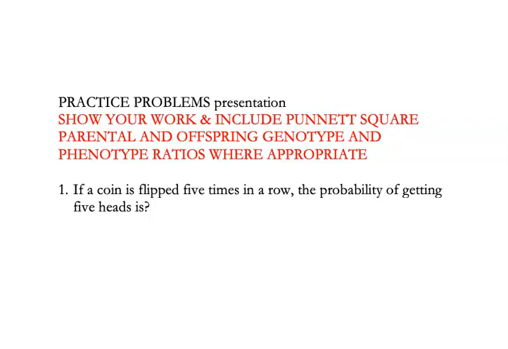So one of the things I want you to do in your work here is to show me your work. I don't want just answers. I want you to show me how you got it. When you do your Punnett squares, you're going to have the parental cross and the genotype and phenotype ratios. And of course, for this problem, I'd like you to see your math.